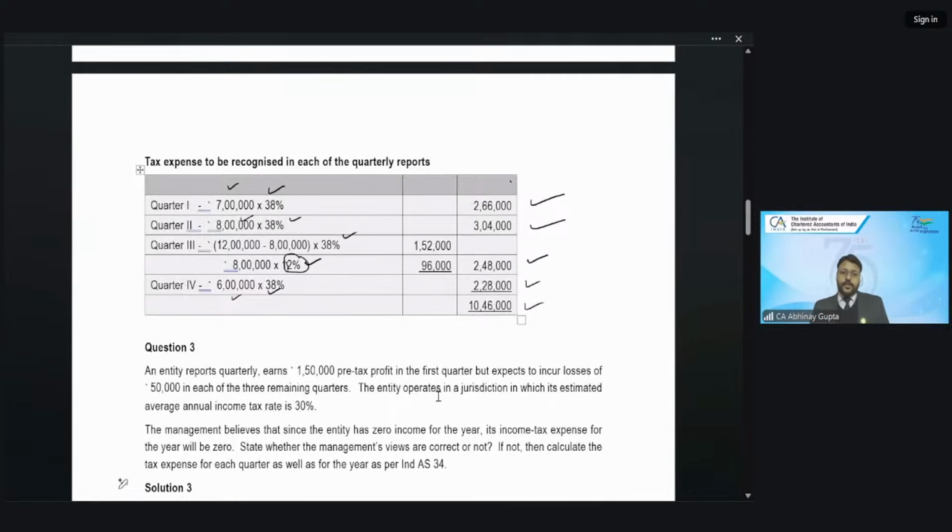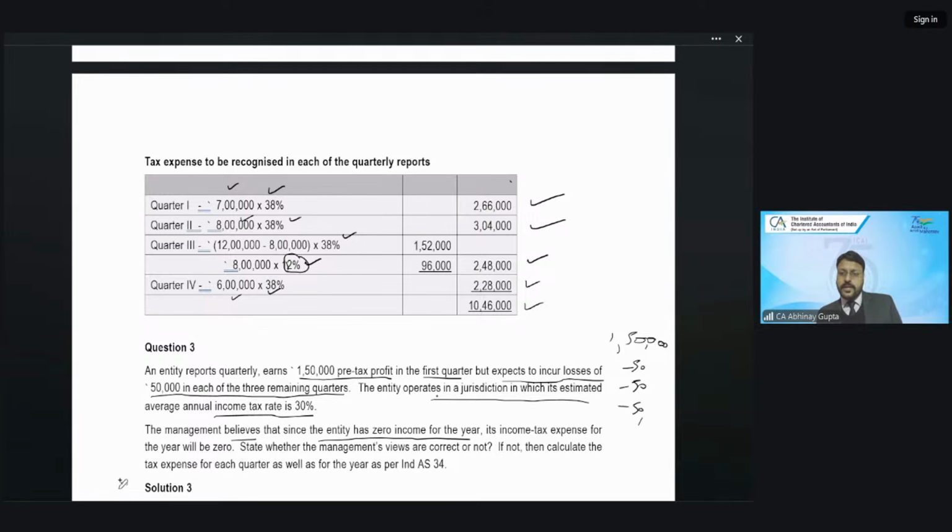An entity reports quarterly earnings of rupees 1,50,000 pre-tax profit in the first quarter, but expects to incur losses of rupees 50,000 in each of the three remaining quarters. The entity operates in a jurisdiction in which its estimated average annual income tax rate is 30%. The management believes that since the entity has zero income for the year, 1,50,000 in quarter one, and then minus 50, minus 50, minus 50 in the remaining quarters, right? So the annual income is zero, so its tax expense will also be zero.